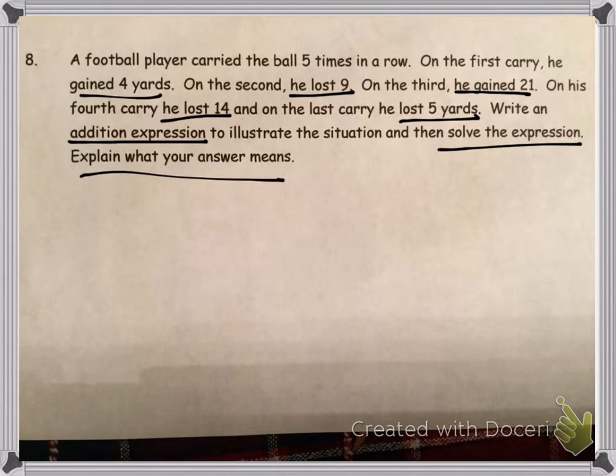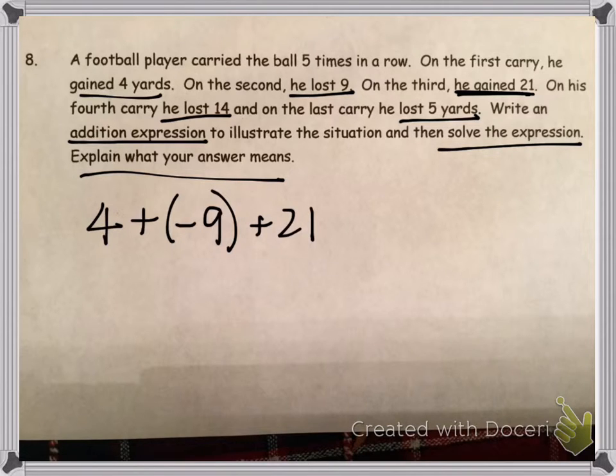So here you notice there was 5 carries. 5 isn't an amount of yardage. We're not going to add that in, but the 5 is just telling you 1, 2, 3, 4, 5 different yardages that this running back carried. So let me just get those circles gone, and we have to set up an adding equation. So every positive, you're just going to treat it as a gain, and all the ones where it's a loss, you're going to treat those as a negative. So we'll say 4 plus -9, that represents a loss of 9 yards. He gained 21, so plus 21. Lost 14, so we're going to add a -14 in. And lastly, he lost 5, so we'll add in a -5.